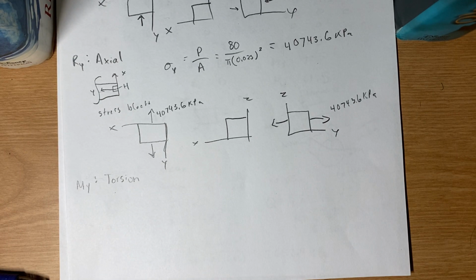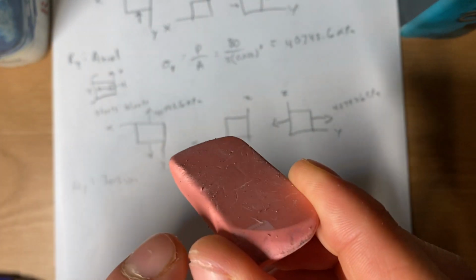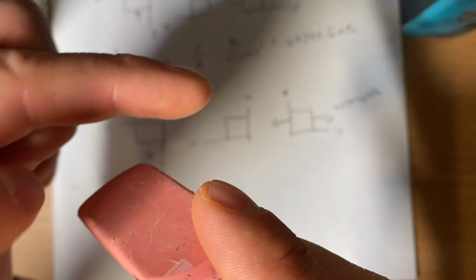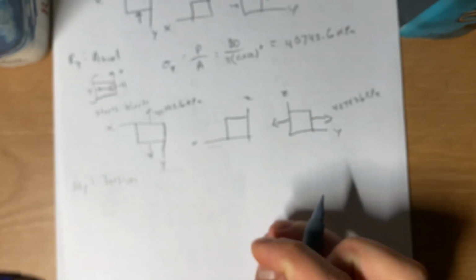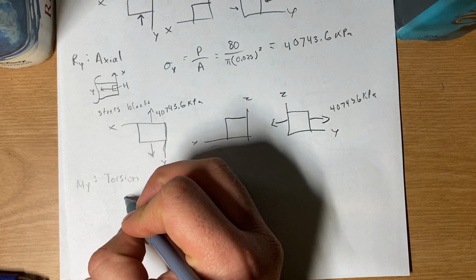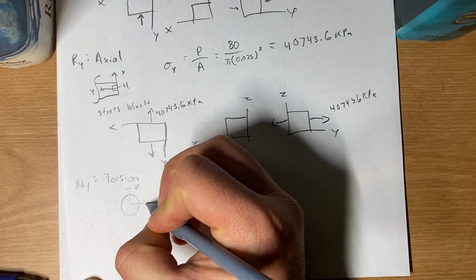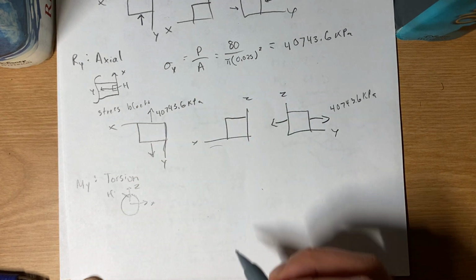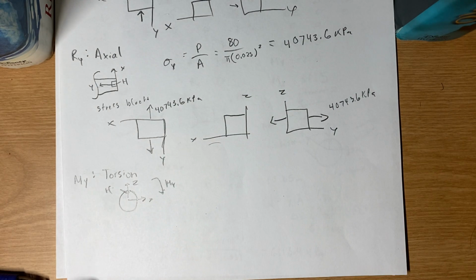I described that as my Y is going that way. So if I have a moment going around it, that means torsion is going to occur. So I actually drew it like this. I have a circle, I have my Z, my X, and at the Z I have my H. So I have moment going this way, which is my MY.